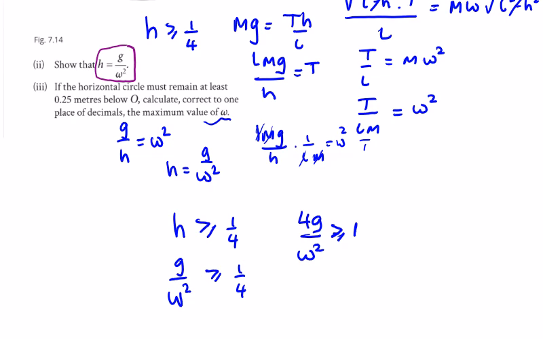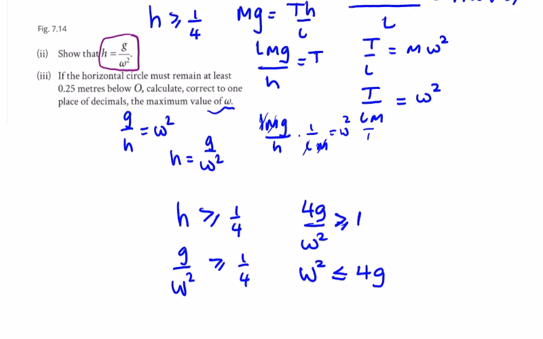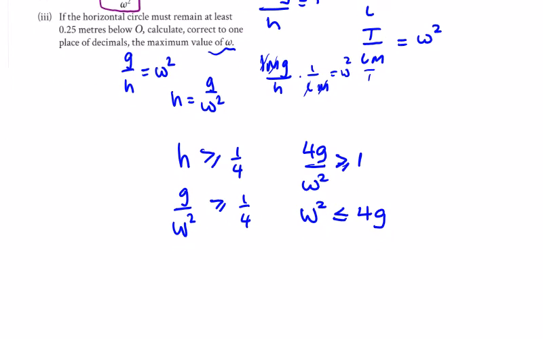So for this whole thing to be greater than or equal to 1, the top needs to be greater than the bottom. Or W squared would have to be less than the top. W squared would have to be less than or equal to 4G. So the bottom has to be smaller than the top for it to be greater than 1. If you imagine 2 over 3 is not greater than 1, but 3 over 2 is.